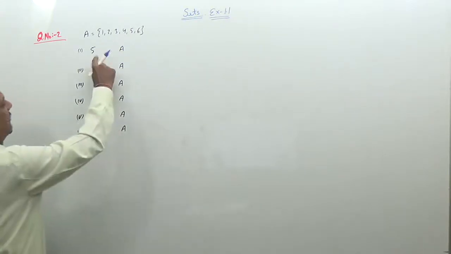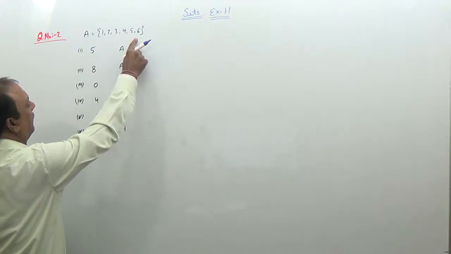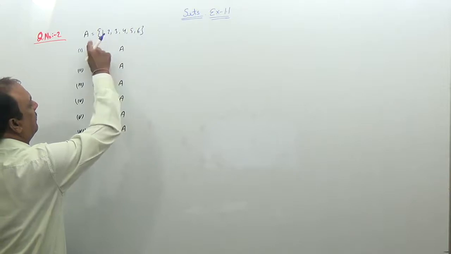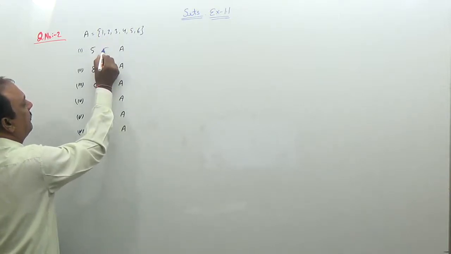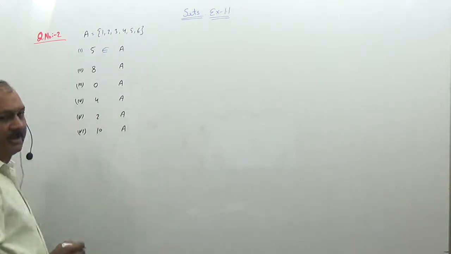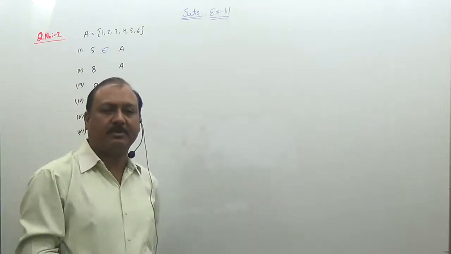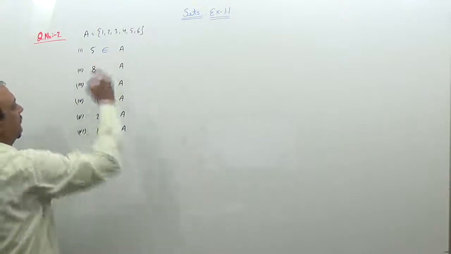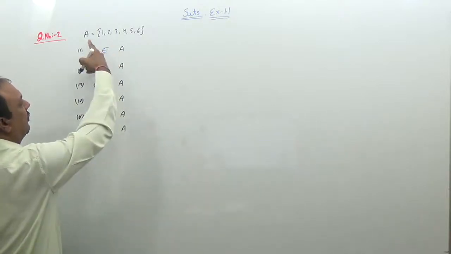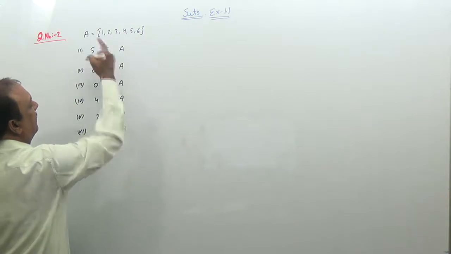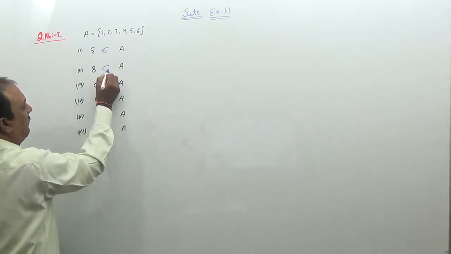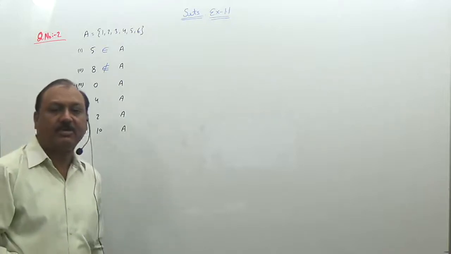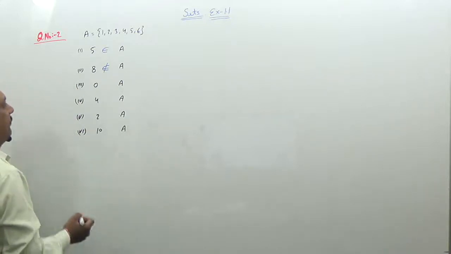So 5 is an element of set A because 5 exists in the elements of A. So we can say that 5 belongs to A. So here the appropriate symbol is belongs to, because 5 is an element of set A. 8 is not an element of the given set A, so we insert does not belong to A. That is, 8 is not an element of the set A.